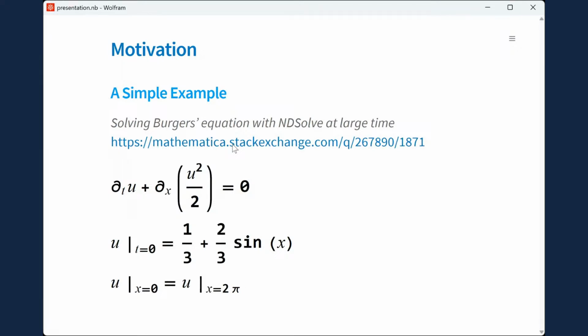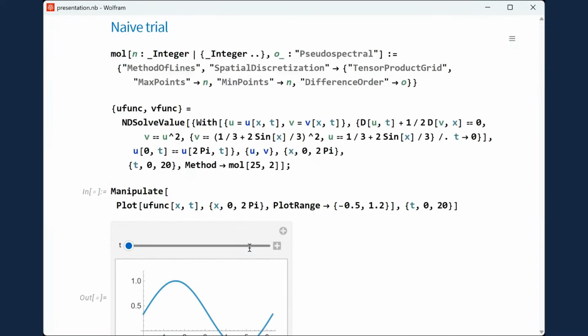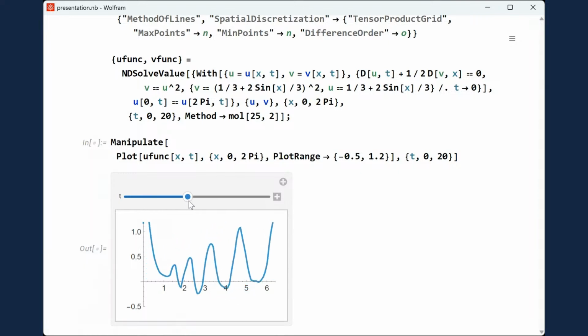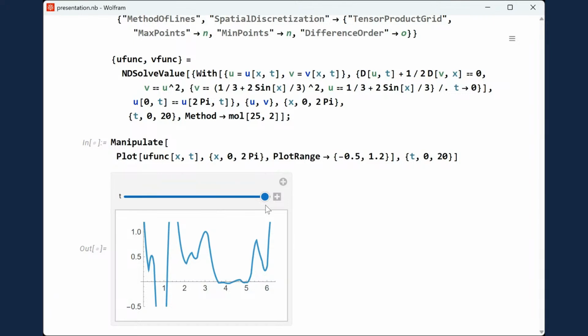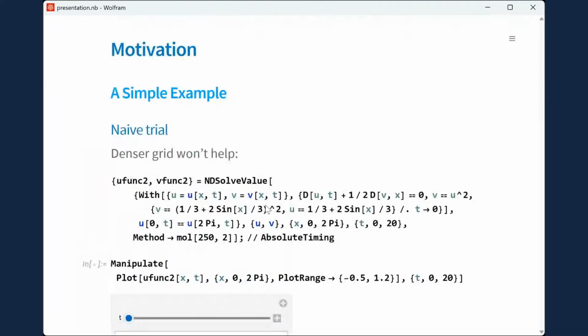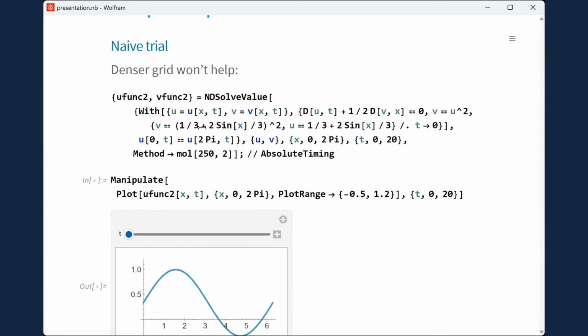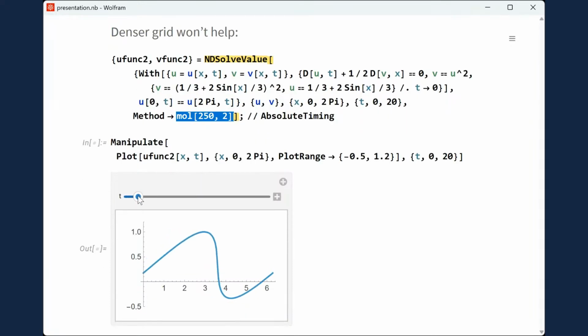Let's see a simple example. This is from one post on Stack Exchange, solving Burgers' equation with NDSolve at a later time. This is a seemingly simple system, but if we solve it with NDSolve directly, we will see the solution runs very fast. One may naively think that if we use a denser grid, perhaps the solution will be improved, but it's not true. Here we use 250 points to solve the problem, but we see it fails.